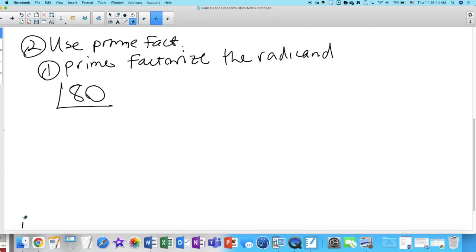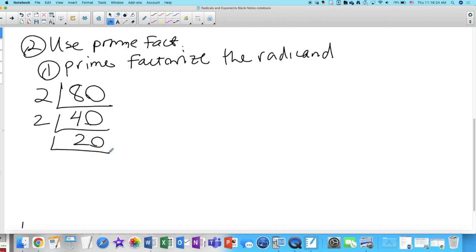Okay, so that's 40. Can I divide 40 by 2? Yep. 20, and I can keep going. 20 divided by 2 is 10, and I can keep going again. 10 divided by 2 is 5. And now I'm going to stop because 5 is prime. Okay, so that's the first thing I want to do. And I'm going to actually write this out, the square root of 80. This is kind of key, okay?